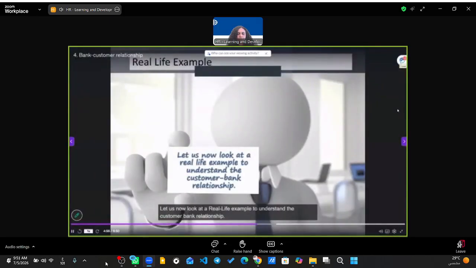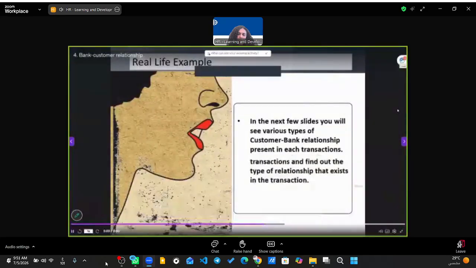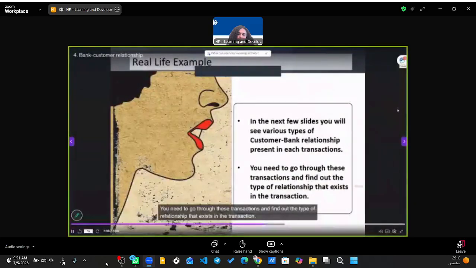Let us now look at a real-life example to understand the customer-bank relationship. In the next few slides, you will see various types of customer-bank relationship present in each transaction. You need to go through these transactions and find out the type of relationship that exists in the transaction.